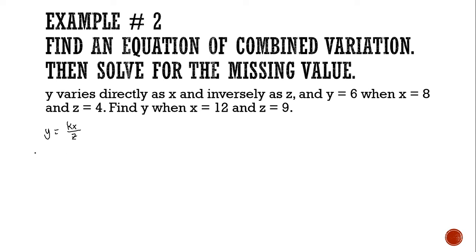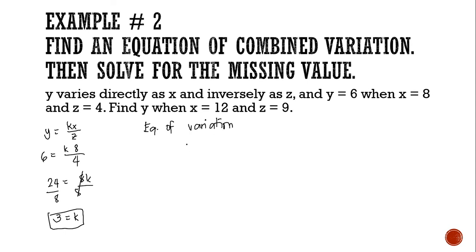So you have y is equal to 6, k, and then x is 8 over z is 4, and then cross multiply. You're going to have 24 is equal to 8k, and then divide both sides by 8, wherein that would be equal to 3 is equal to k. And then after this, you write the equation of variation. We have x is equal to 12 and z is equal to 9, and we have to find the value of y.